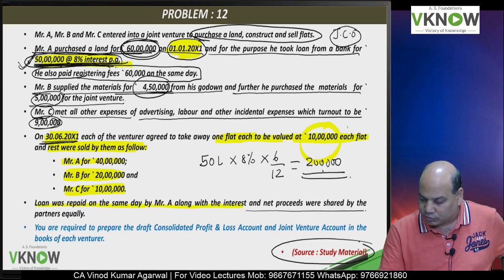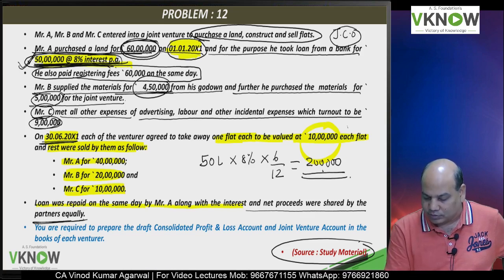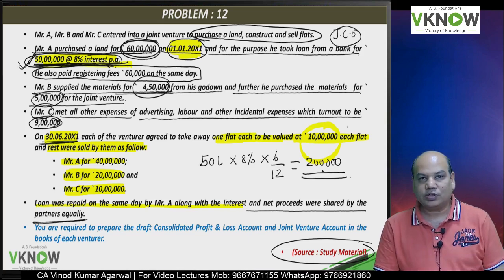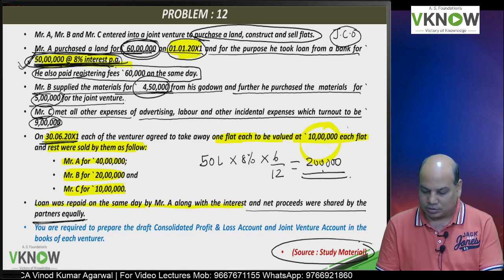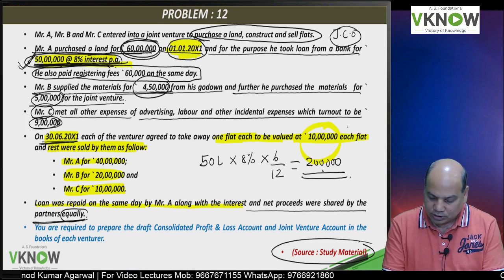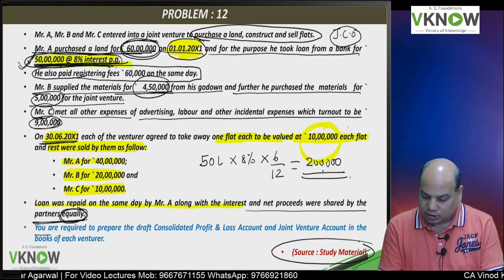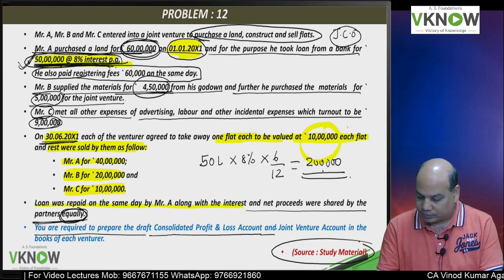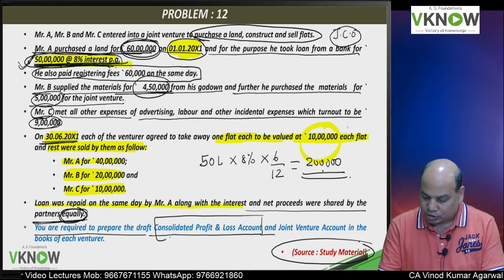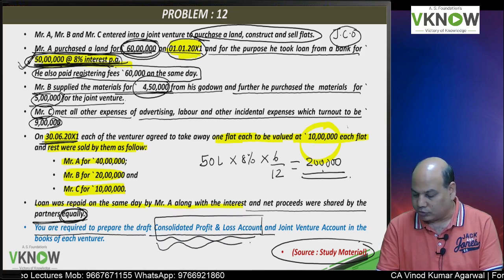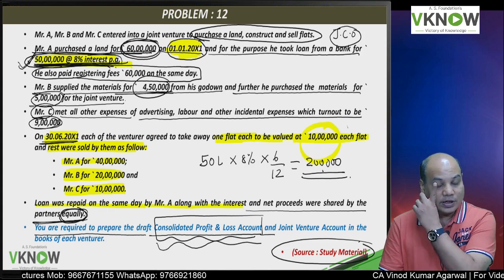And the net proceeds were shared by the partners equally. So whatever is the net profit will be shared by the partners equally. You are required to draft the consolidated P&L account. So you have to basically find out how much was the profit and loss on this joint venture activity.